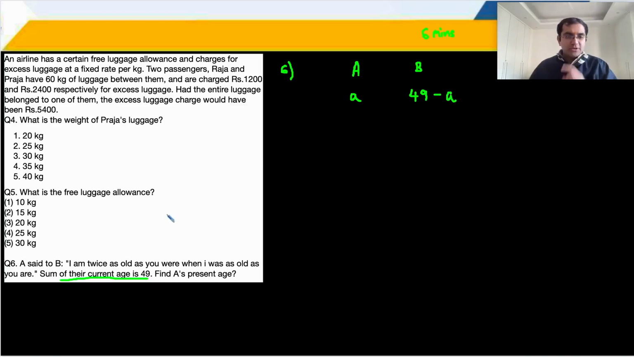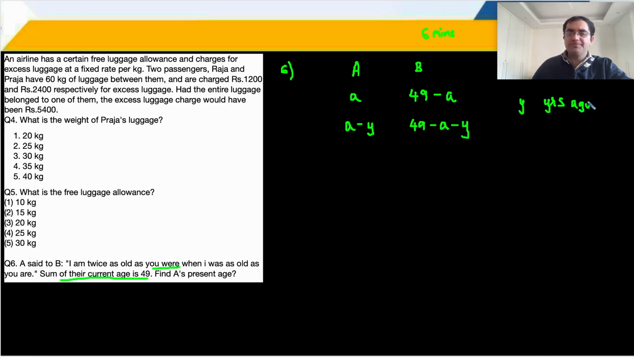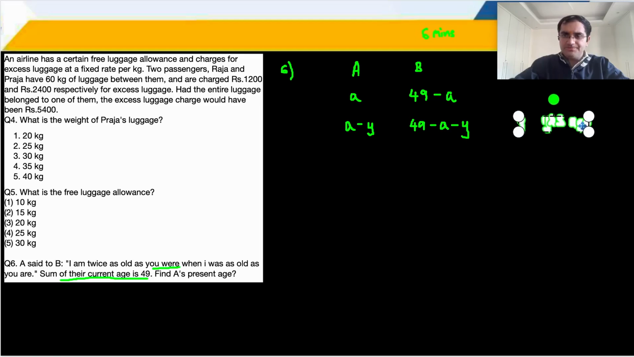Okay? And then question is also talking about a past age. I am twice as old as you were. So एक old age, a few years ago, एक पुराना age. So let me write an age that was some time back, y years ago. 49 minus A minus y. ठीक है? I am writing this y years ago का age लिख रहा हूँ मैं. Well, not over here. This is in the lower column. Y years ago. ठीक है?